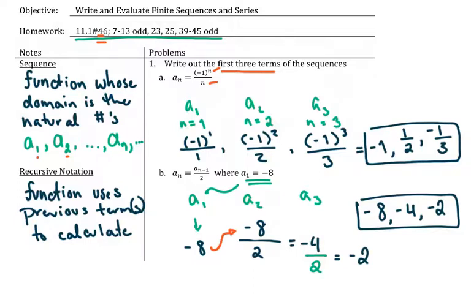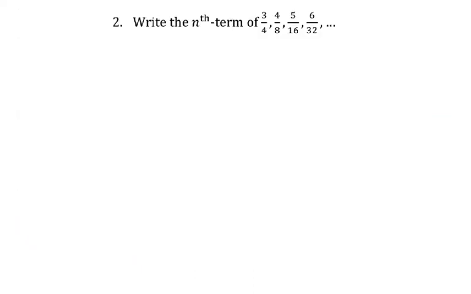Let's keep going. This is one of those creative problem solving ones just so that we can practice this. Write the nth term of this sequence: 3/4, 4/8, 5/16, 6/32, and I've left them unsimplified because it just makes it easier. So what you're doing here is that there's not specifically steps to do.